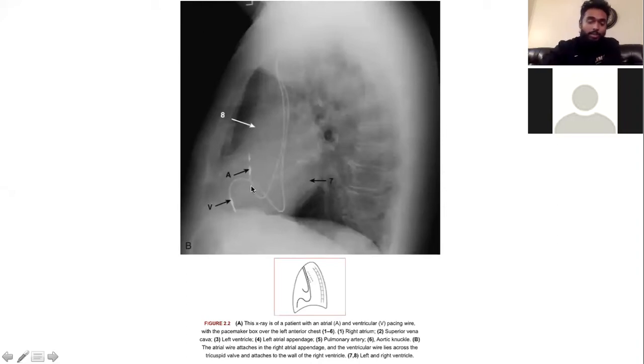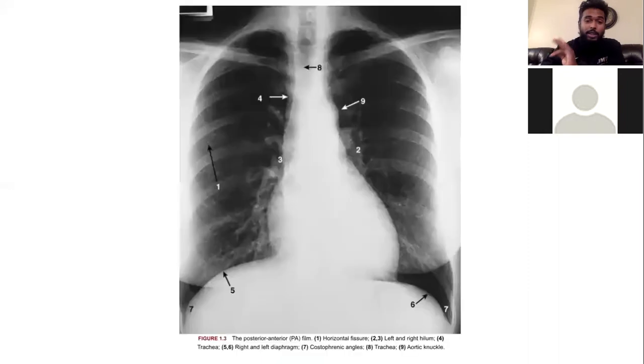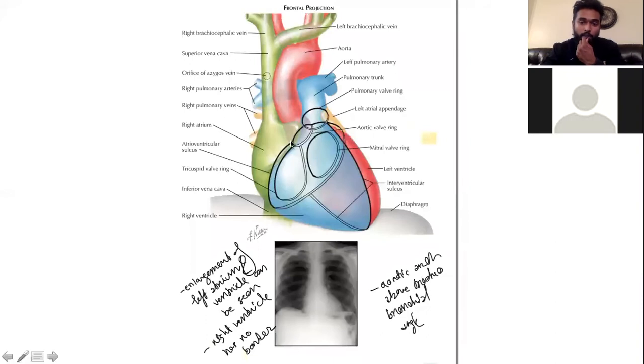But basically, just remember with a lateral view, the entire anterior border is going to be made out of the right ventricle. You can't see the right atrium on a lateral view, just like you can't see the right ventricle on a PA view. The right ventricle forms the anterior part of the heart, and the right atrium forms the right border. So on a lateral view, you're not going to be able to see that. It's the same reason why you can't see the right ventricle. It forms the front of it.